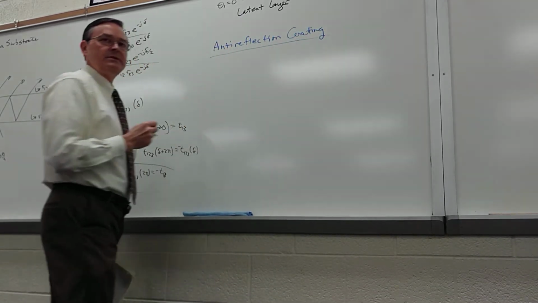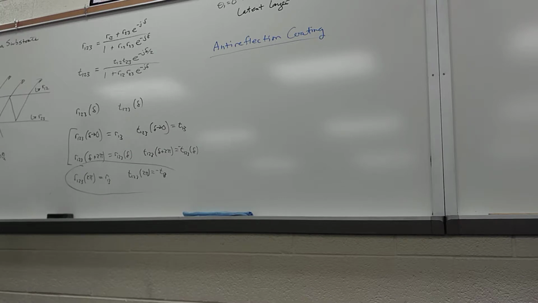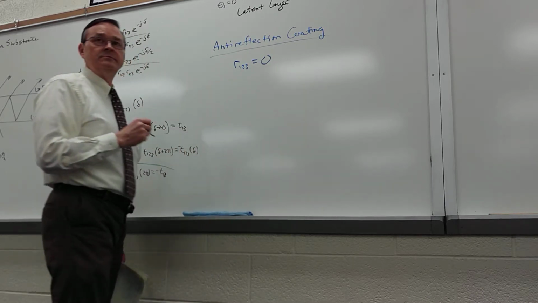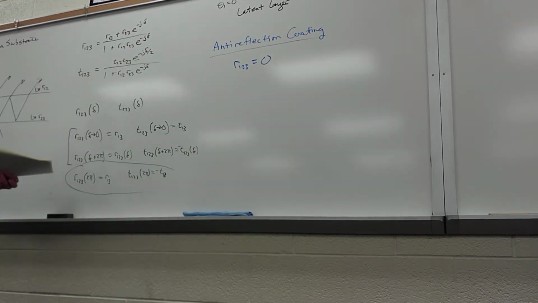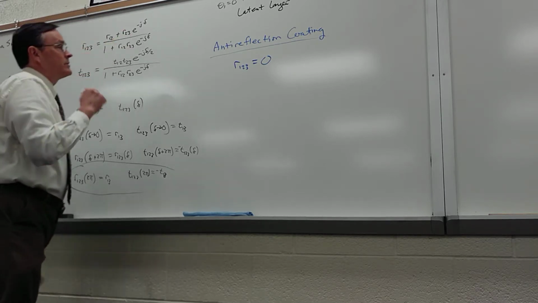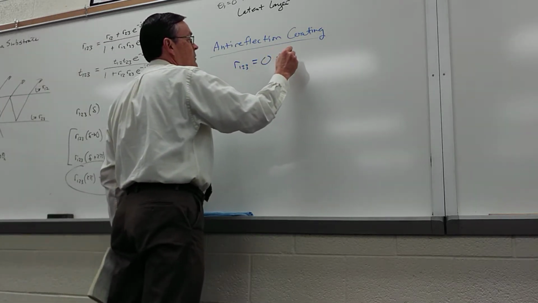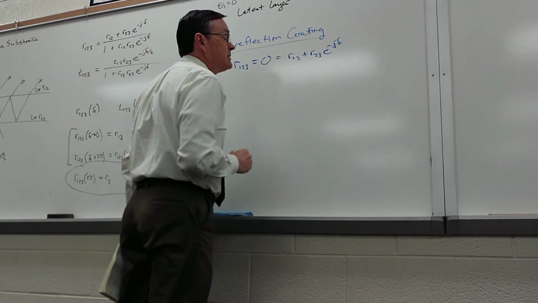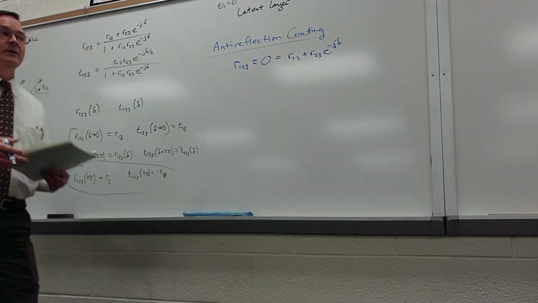now it's kind of obvious what we have to do if we try to do it with a single layer. What we want is for R123 to be 0. And if it's 0, then we're going to have an anti-reflection coating. We'll have no reflected light. And so for that to be 0, then we need the numerator to be 0. R12 plus R23 e to the minus delta has to be equal to 0.